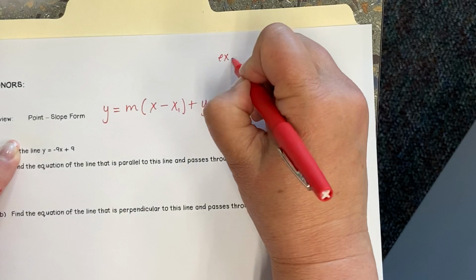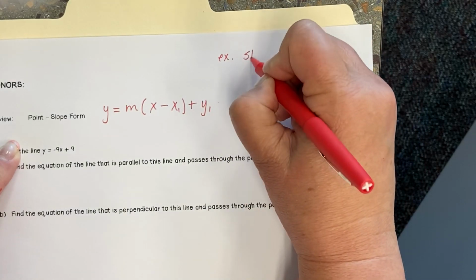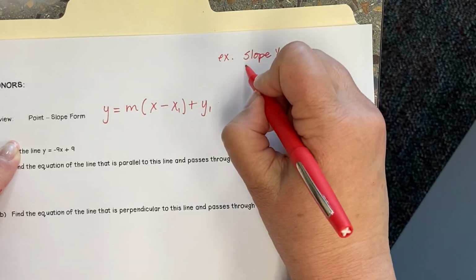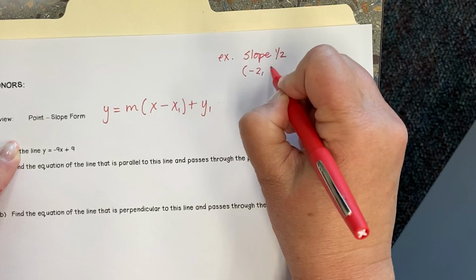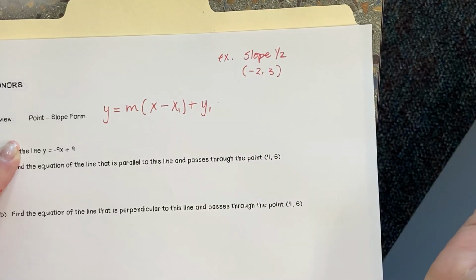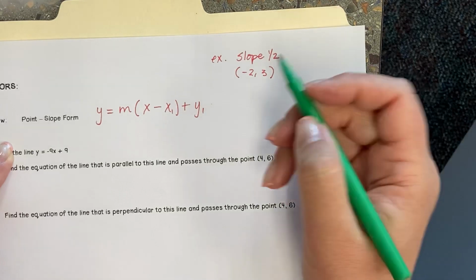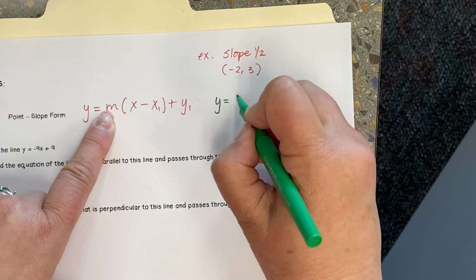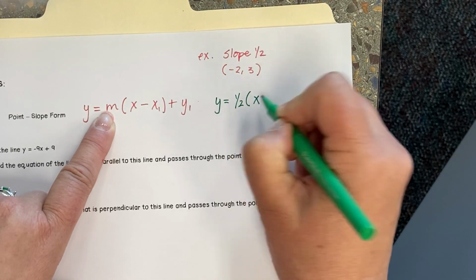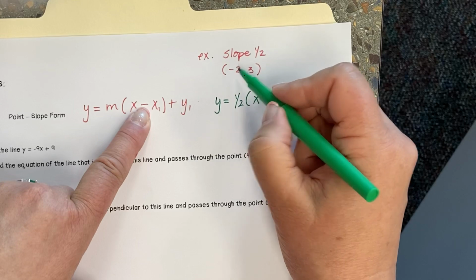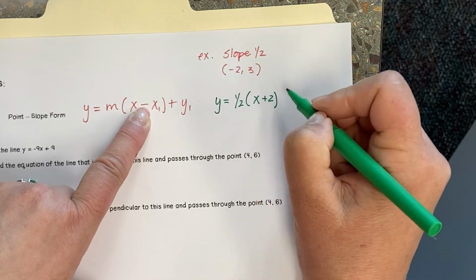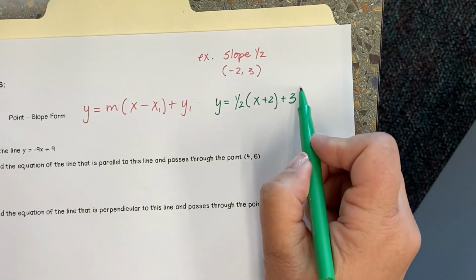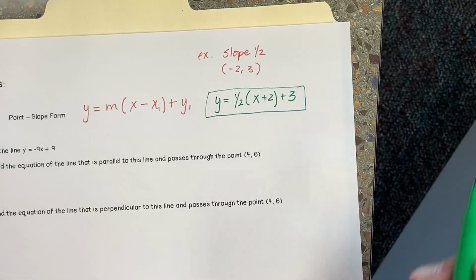So here would be an example. Say you have a slope of 1/2, and they say it goes through the point -2, 3. Here's how you would write your equation. You'd write y equals, the slope is 1/2, x, this is opposite, so instead of a -2, you're going to put +2, plus 3. That's how you're going to work that out, point slope form.